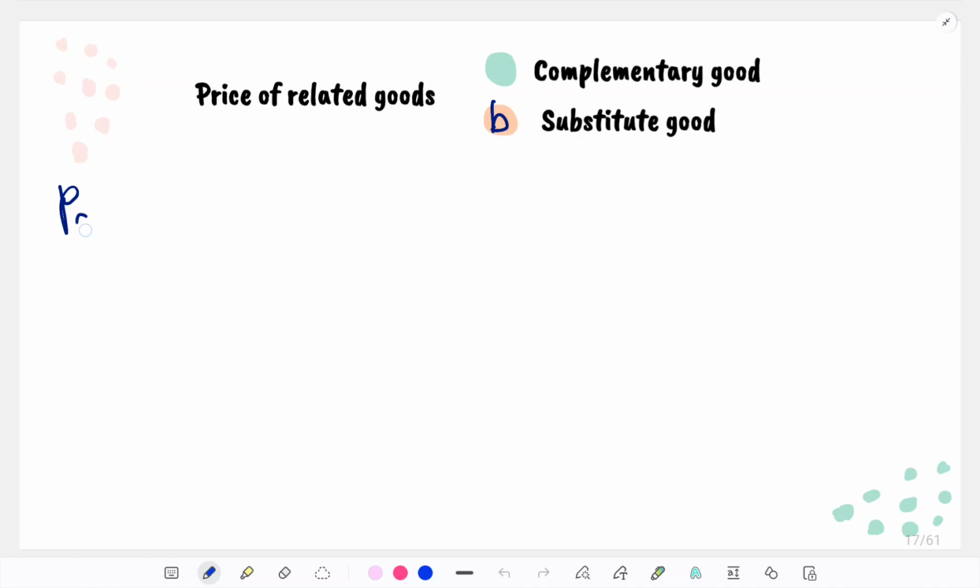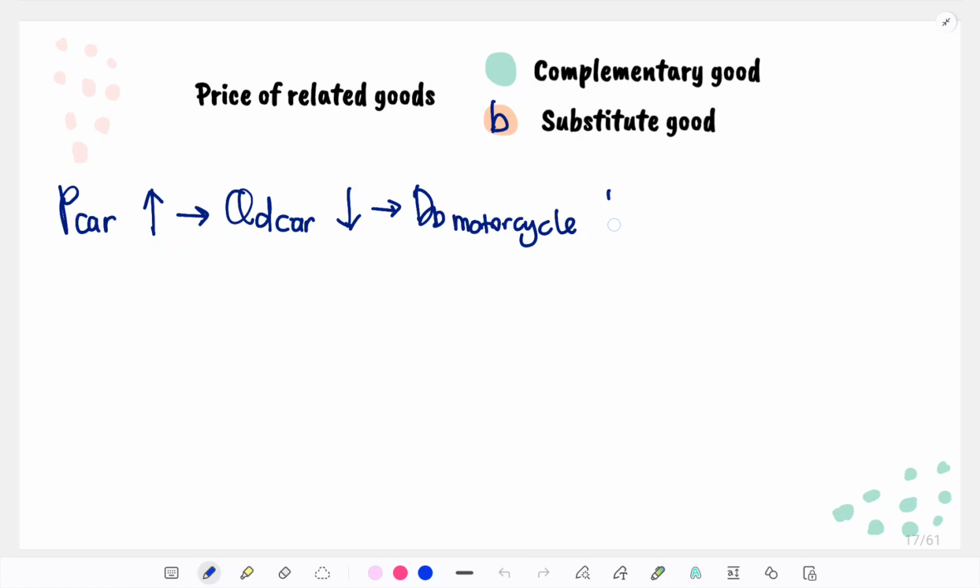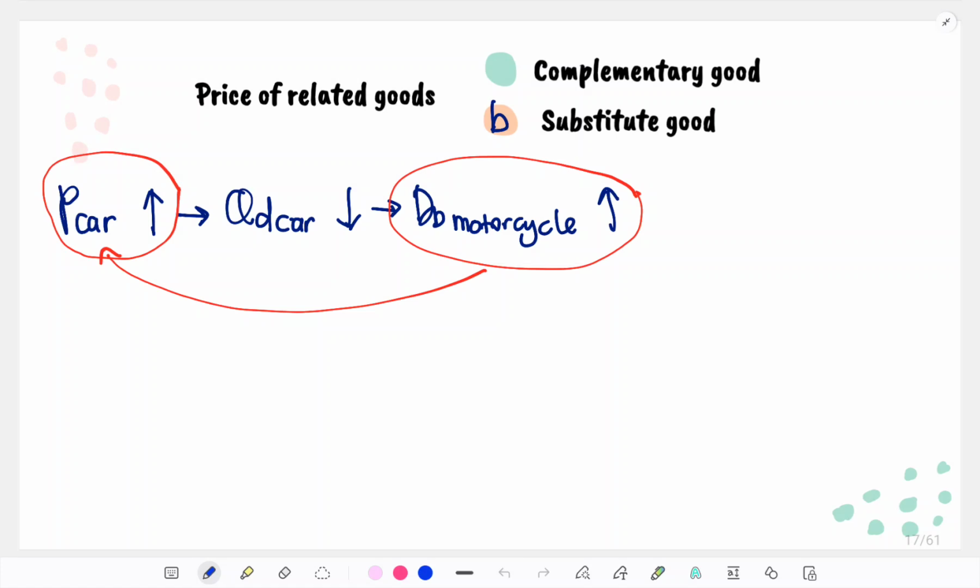Now we look at an example of car and motorcycles. If the price of car increases, it will lead to a decrease in the quantity demanded of car. Alternatively, people will change to buy motorcycles, which makes the demand for motorcycles increase. We can see here that the demand for motorcycles increases because the price of car increases. So this is good news for motorcycles. The demand increases even though the price did not change.